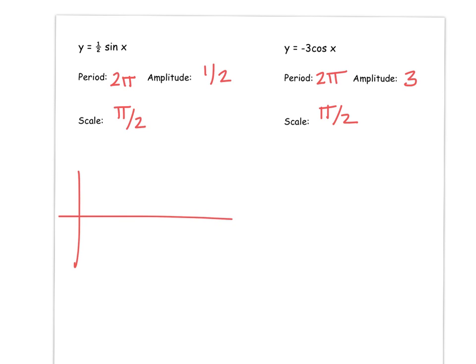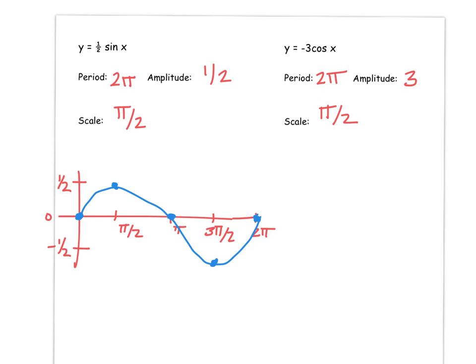So now sine. Remember sine. We need to go 1/2 and negative 1/2 though, because our amplitude changes. This is our 0. Sine starts at 0. Let's do our scale here: pi, 3 pi over 2, 2 pi. So now, it starts at 0 and goes up. So it goes up to 1/2, down to 0, down to negative 1/2, to 0. So there is my graph.